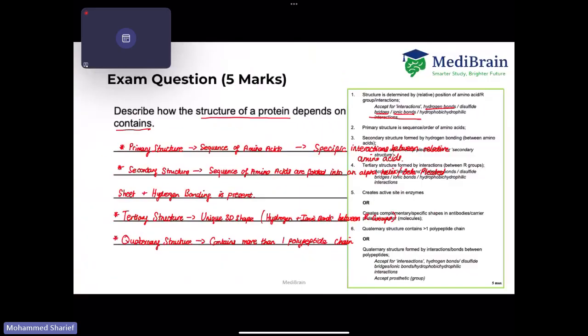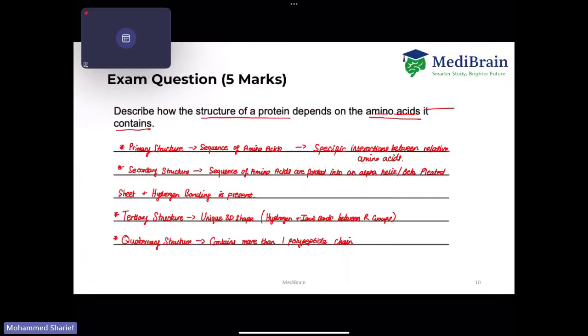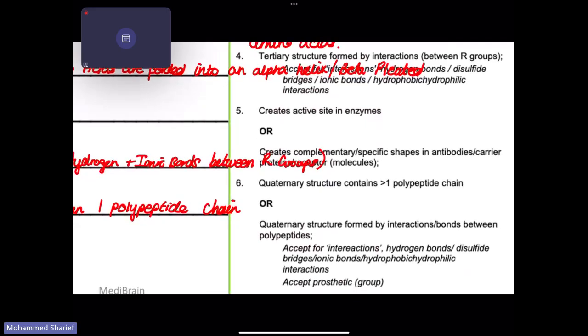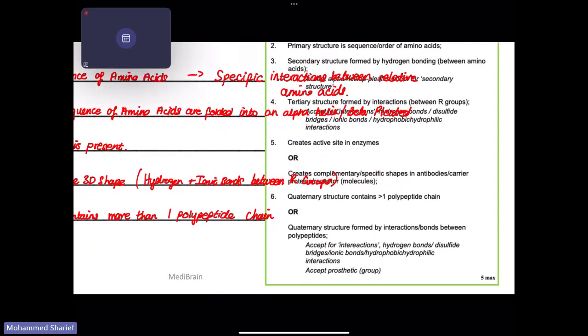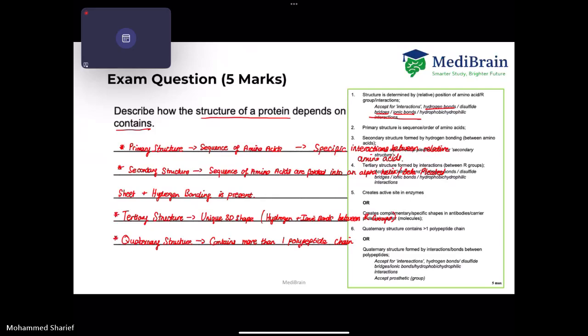Now, it's not basically stated that point. We don't know if we're talking about enzymes. That's why it's put as an additional point, I guess. Six, quaternary structure contains more than one polypeptide chain. Okay, so we would have got all 5 marks. It's got additional points over here because I don't think many people would have picked up on this point, because I wouldn't have known that they were talking about enzymes within this question.